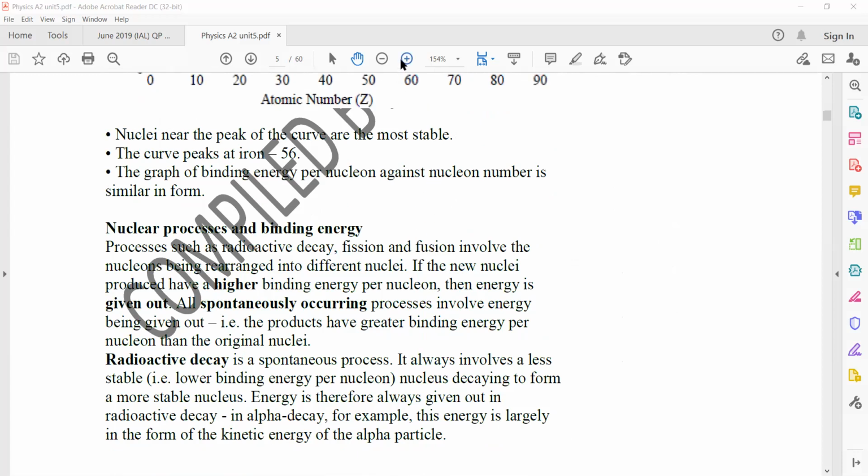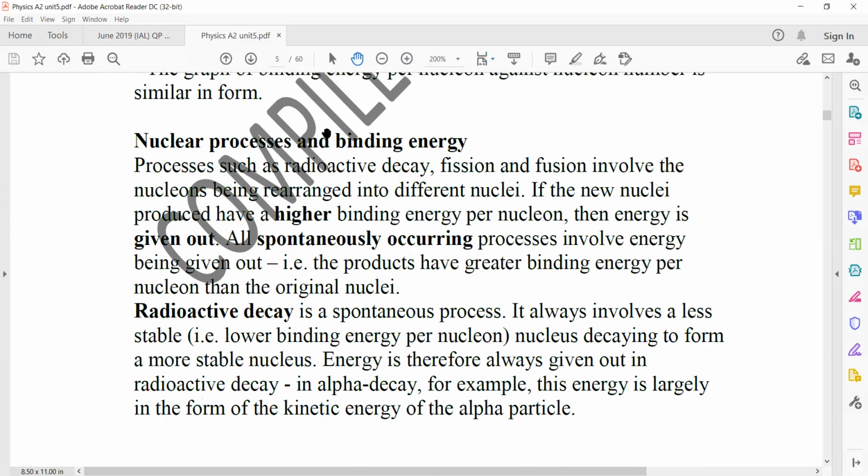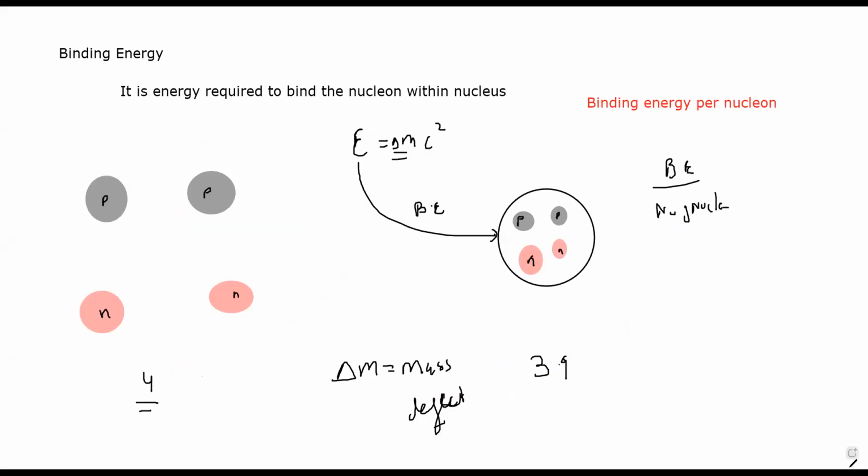And how can we relate a nuclear process and the binding energy? For example, a process such as radioactive decay. What is radioactive decay? Radioactive decay means the nucleus is unstable and unable to hold the heavy part, as so many nucleons are inside, so it starts to emit particles and energy, and we call that radioactivity.